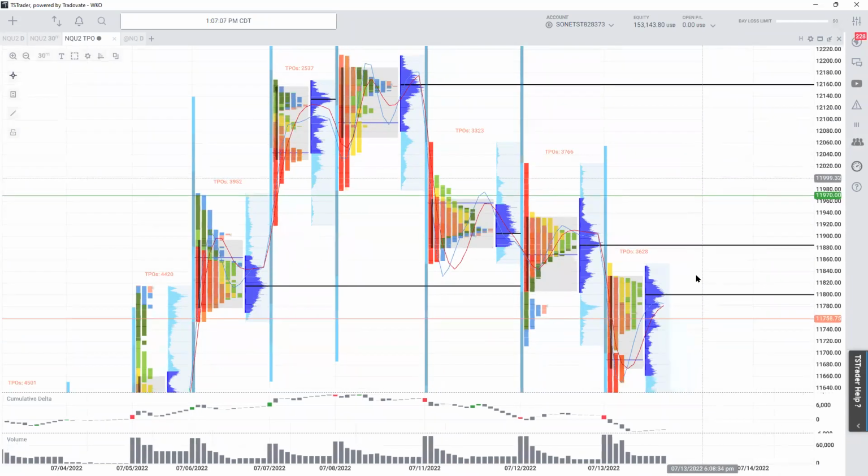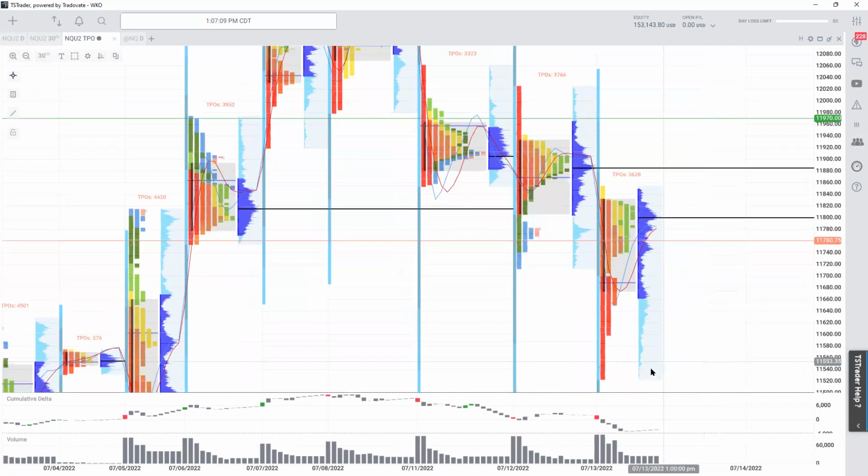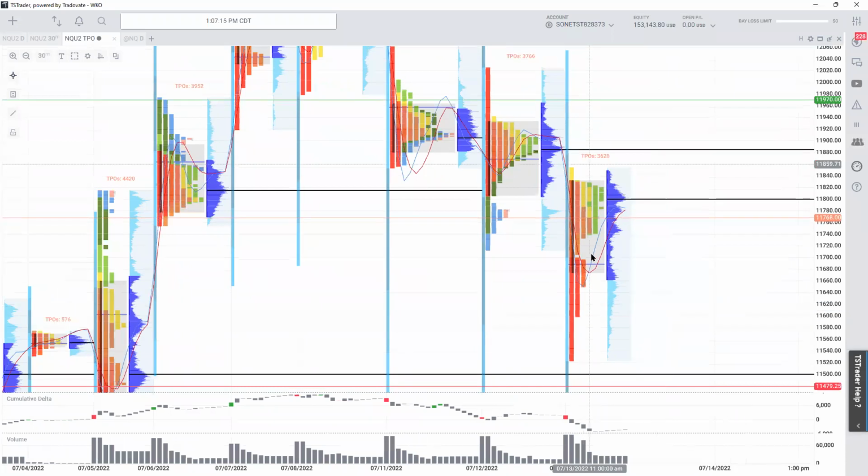Okay, so now we get to yesterday, which would be more of a normal variation day. The market ranges and then extends. I guess this is today.